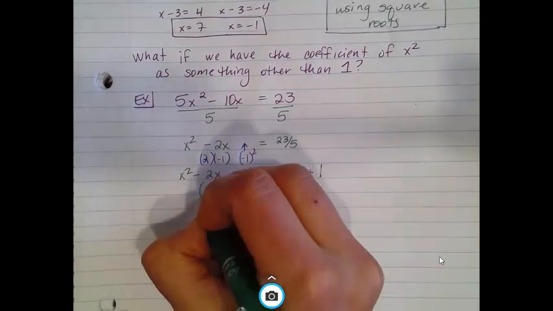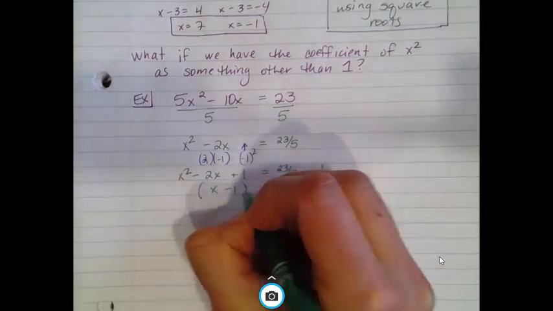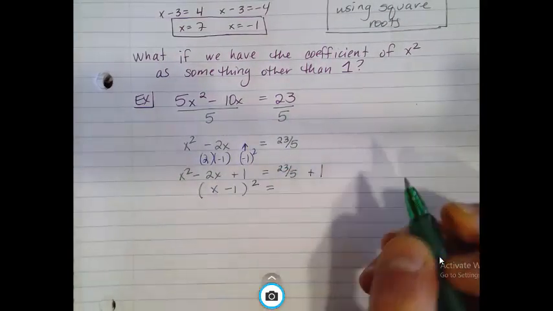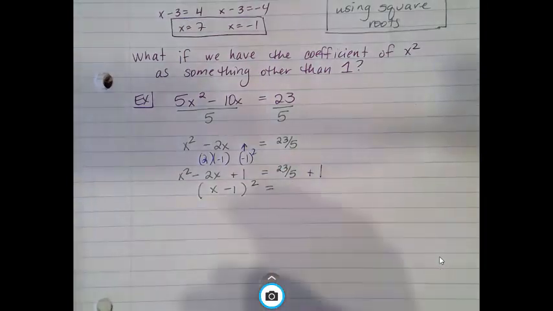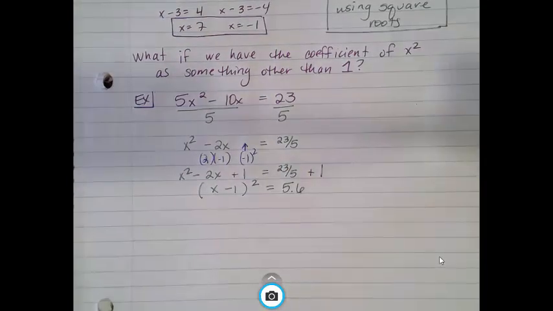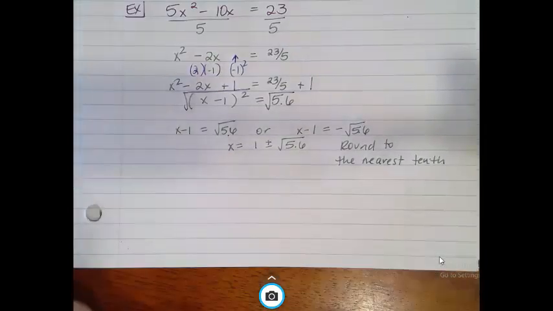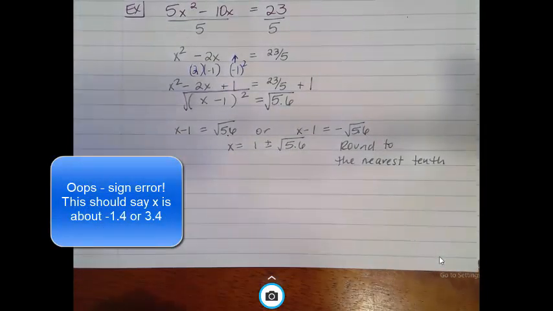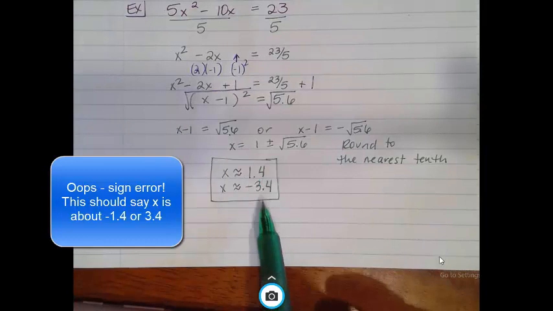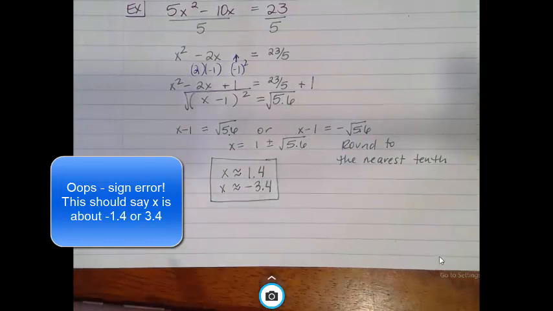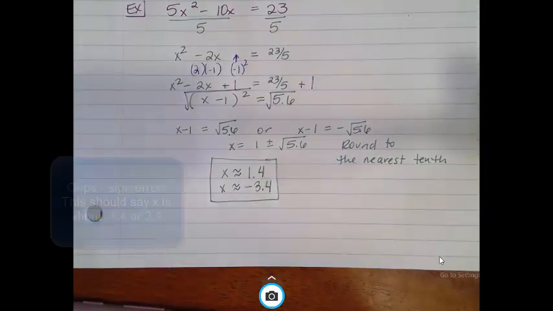Now I can write this as x minus 1 squared equals 23 over 5 plus 1. Now these numbers are not going to come out as pretty, but it's the same steps as before. I just need to take the square root of both sides, and we'll round our answer to the nearest tenth. So I have two solutions just like before. I've got a squiggly equals because I approximated.